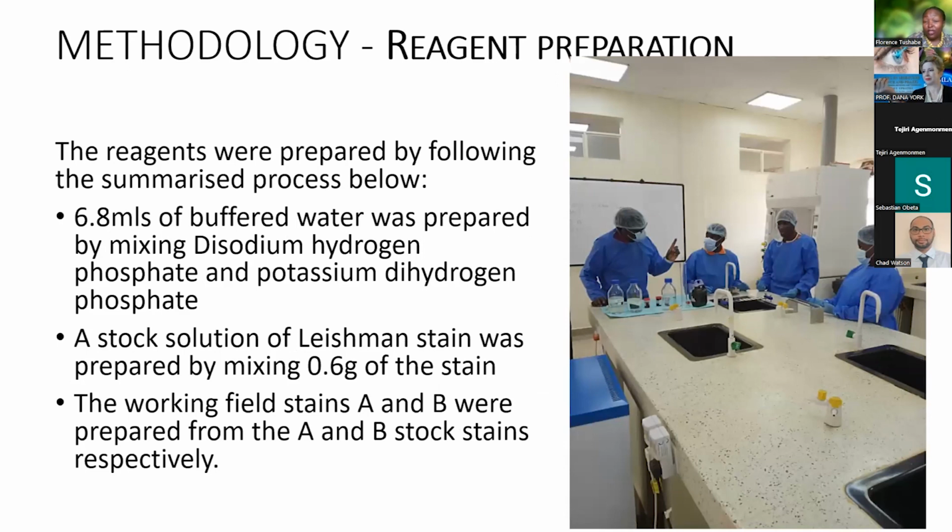So the methodology that we used, first thing we did was to prepare the reagents. And the reagents were prepared by the process below. 6.8 mils of buffered water was prepared by mixing disodium hydrogen phosphate and potassium dihydrogen phosphate.